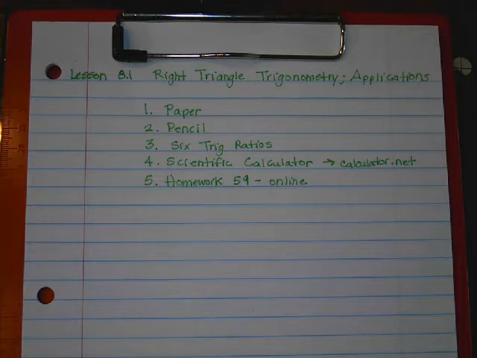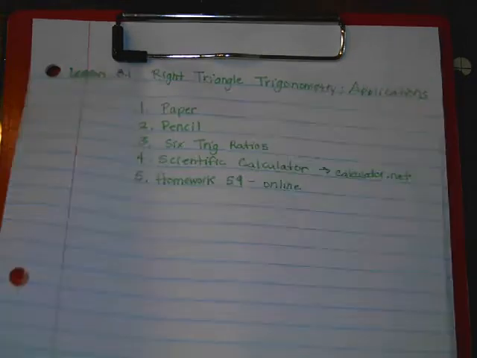Alright, so for today you're going to need some paper, pencil, those 6 trig ratios from yesterday. You're going to need a scientific calculator, and again, you can access a free one online through calculator.net. And then you're going to need to access your homework 59, which would be an online homework assignment through Math Excel for school. So make sure you have access to that as well. All right, we're going to go ahead and get started with our lesson.